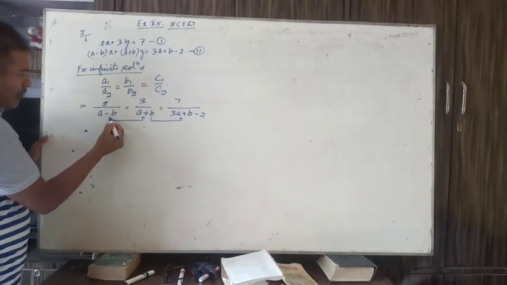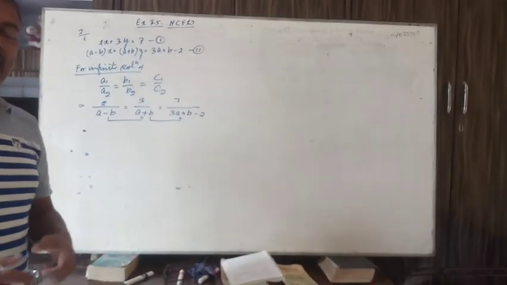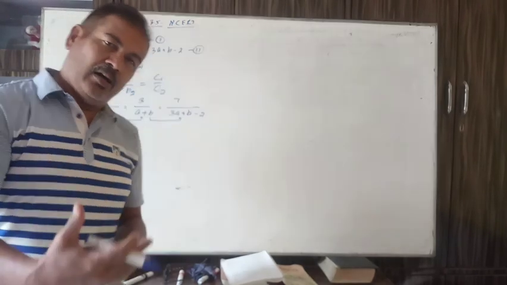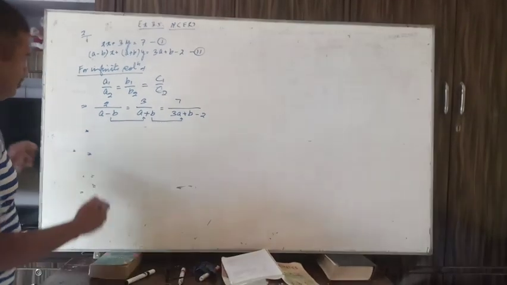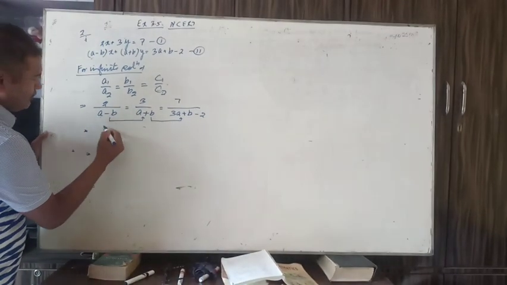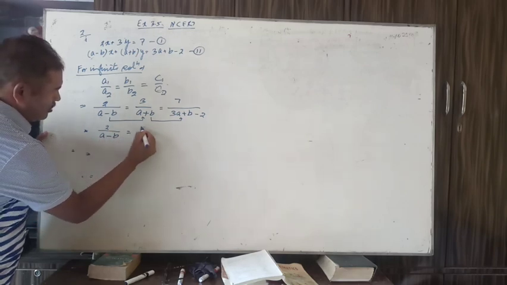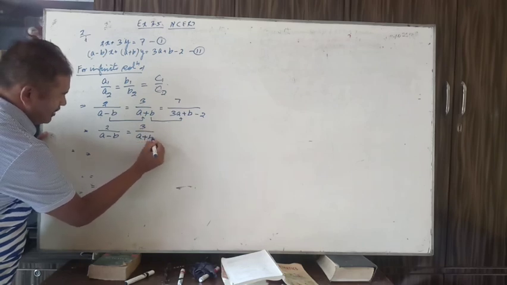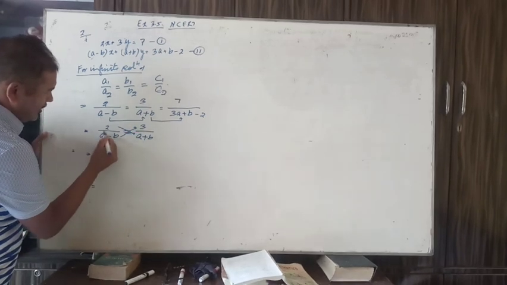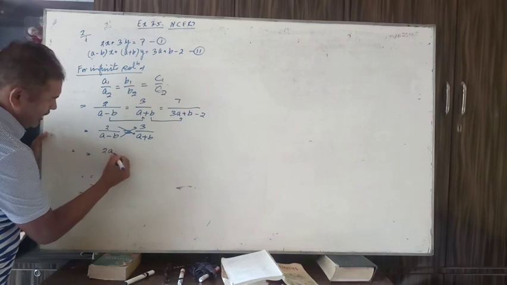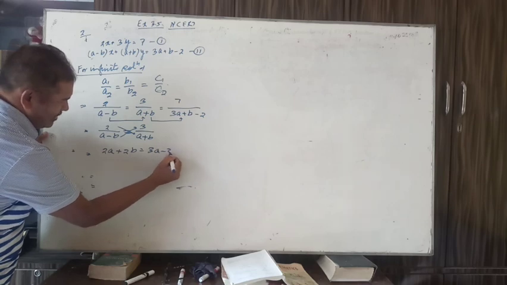After that, we have to compare any two of these conditions and generate linear equations of two variables in terms of a and b. Then we'll solve and get the values. So we'll start with this one. I will take these two conditions: 2 upon a minus b is equal to 3 upon a plus b. Now we'll do the cross multiplication. Then 2 into a plus b, that is 2a plus 2b, is equal to 3 into a minus b, 3a minus 3b.